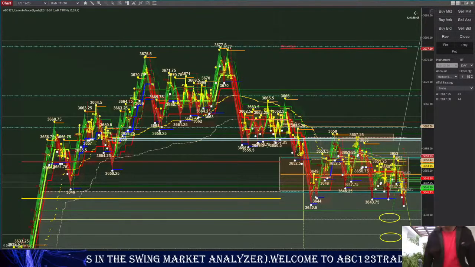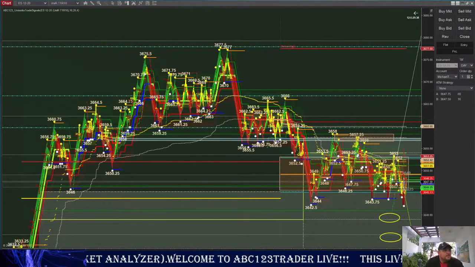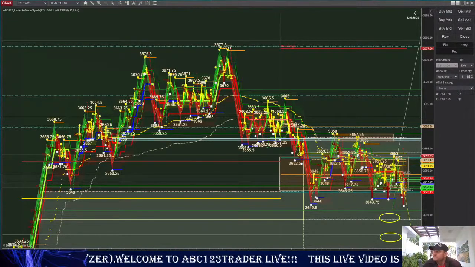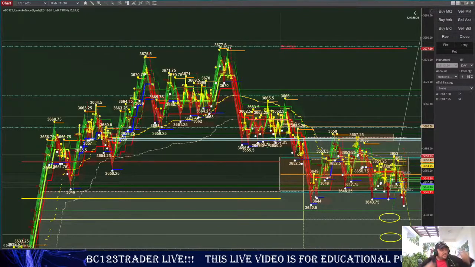It's getting down there. Perfect. Let's see if she creeps down to 40. We're at 36, still holding. Alrighty.